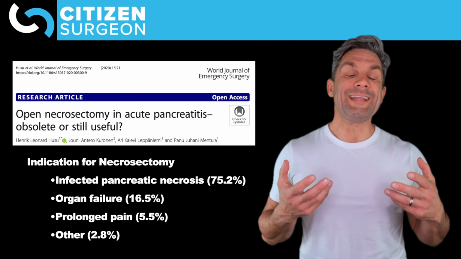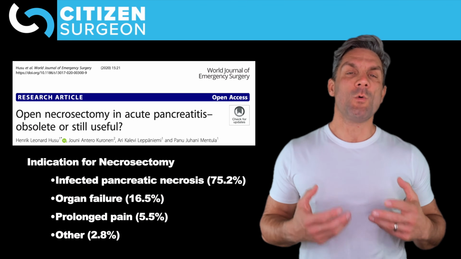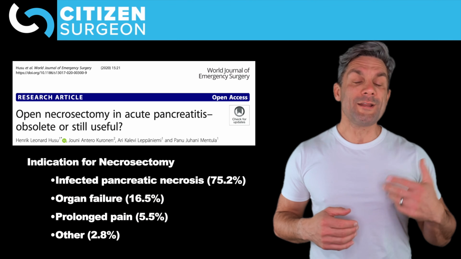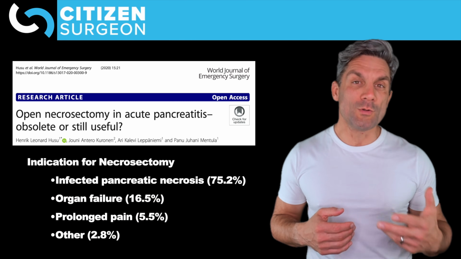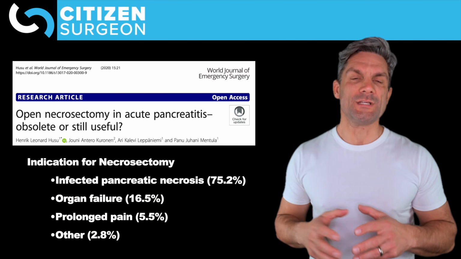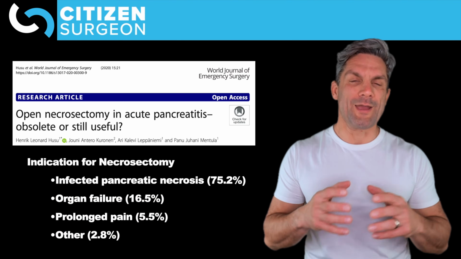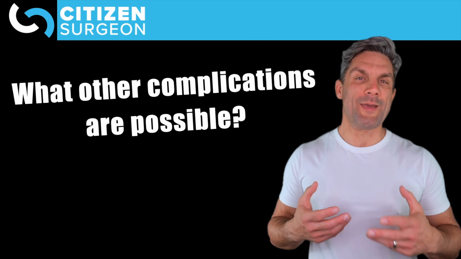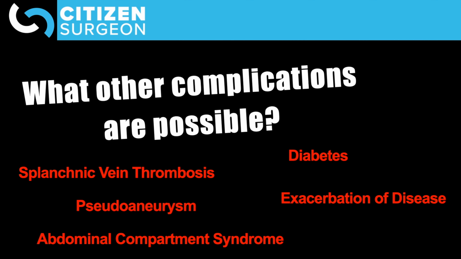Well, what are the important indications for a pancreatic necrosectomy? Well, number 1 is infected pancreatic necrosis. Number 2 is organ failure. And number 3 is prolonged pain. So those are the most common indications for an intervention for pancreatic necrosis. Now, what are some other complications that are possible with severe acute pancreatitis? Well, we can get splanchnic vein thrombosis. We can get a pseudoaneurysm. We can get abdominal compartment syndrome, diabetes, and of course, exacerbation of the disease or deterioration in our patient.